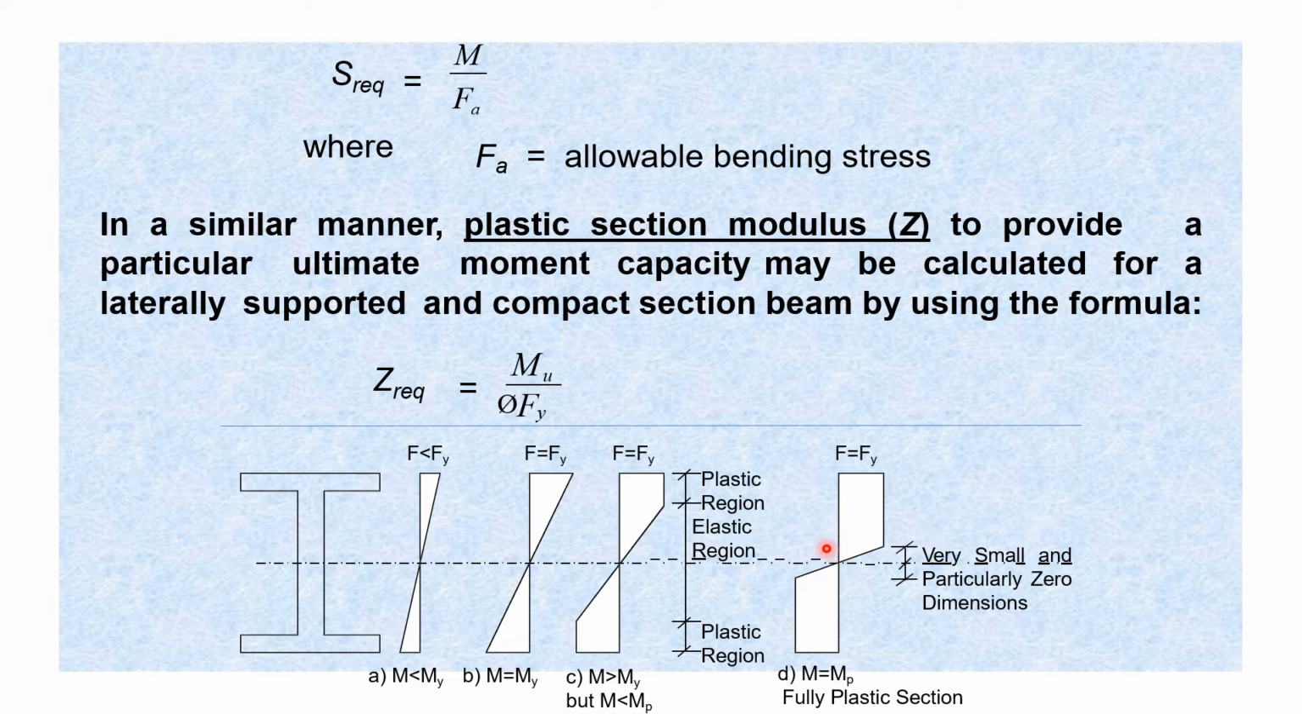When we get the section modulus in the elastic range, meaning when it is the elastic profile, that is the elastic section modulus. And when the section is fully plastified, then at that point, when we calculate the section modulus, it is the plastic section modulus, meaning the fully plastic section.